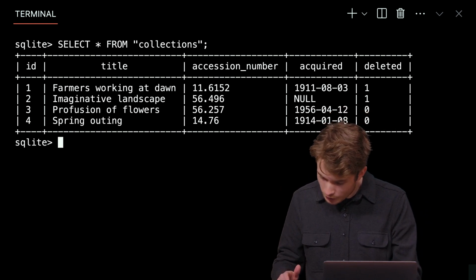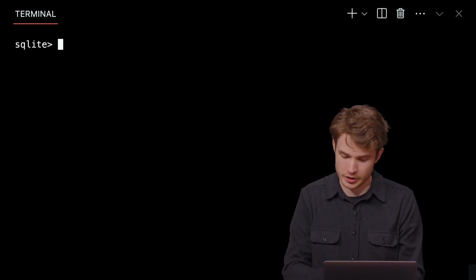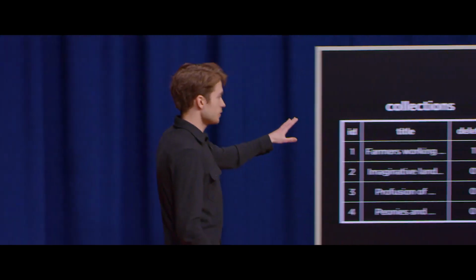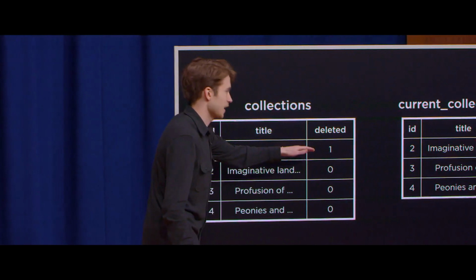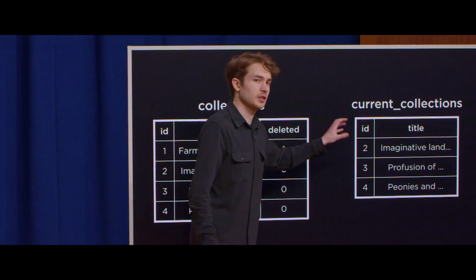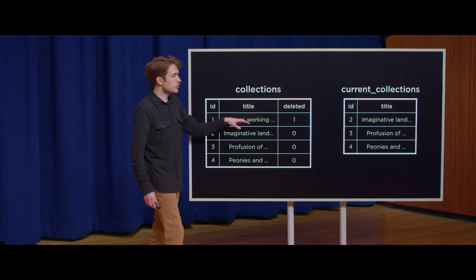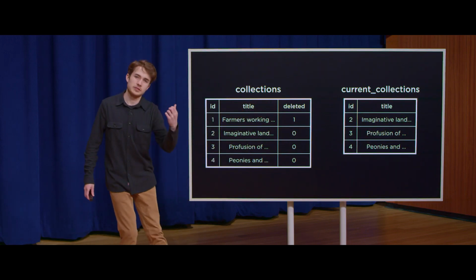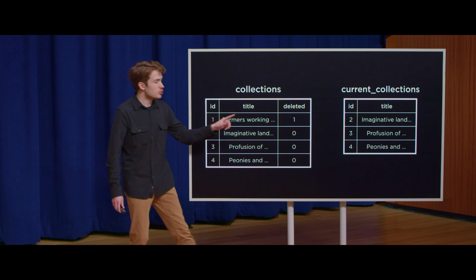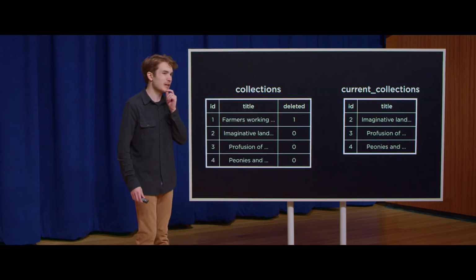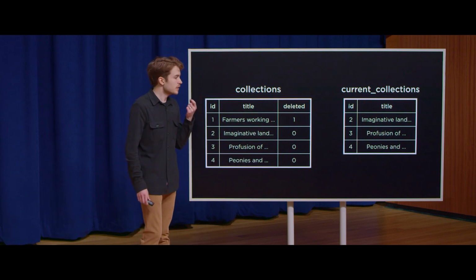Now, there might be one more issue we encounter here, which is the following. Let's say I'm at this current state in my tables. I have collections where farmers working at dawn is deleted. It has a 1 right here. And we thus can't see it inside of current collections. Well, let's say I want to not just delete from current collections, but also add to current collections. I could try to insert into this view, but I probably actually won't be able to do that because it is a view.